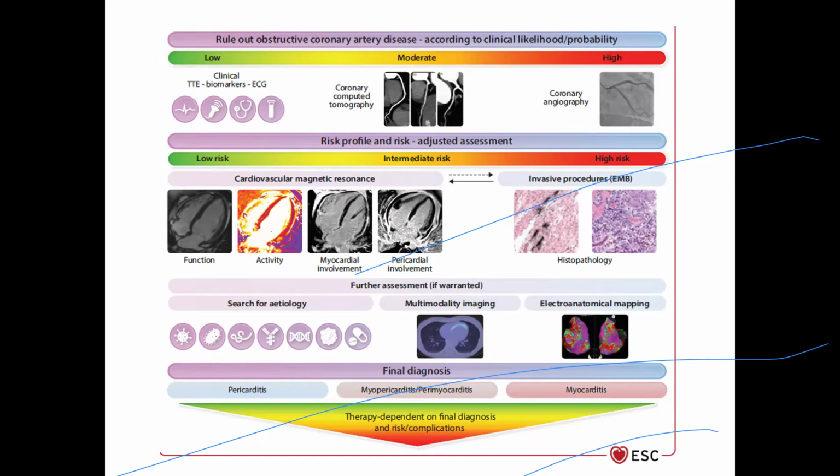Further assessment following this depends on the clinical presentation and can be individualized, like searching for etiology, doing genetic testing, looking for drugs, doing extra testing. But the final diagnosis has to be either pericarditis, myocarditis, or myopericarditis if the presentation is predominantly pericarditis, or perimyocarditis if the presentation is predominantly myocarditis. And then the final therapy is dependent on the final diagnosis and the risk and complications of the disease. So this was the recommended approach by the ESC.